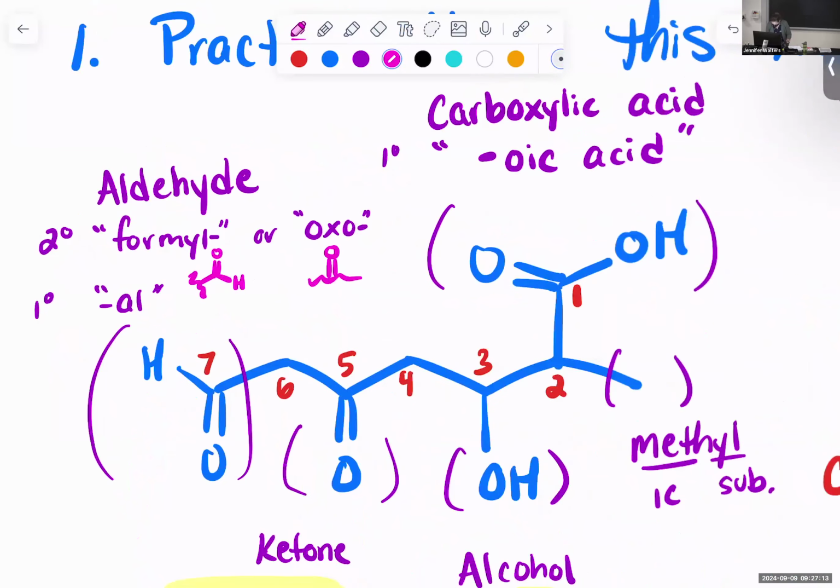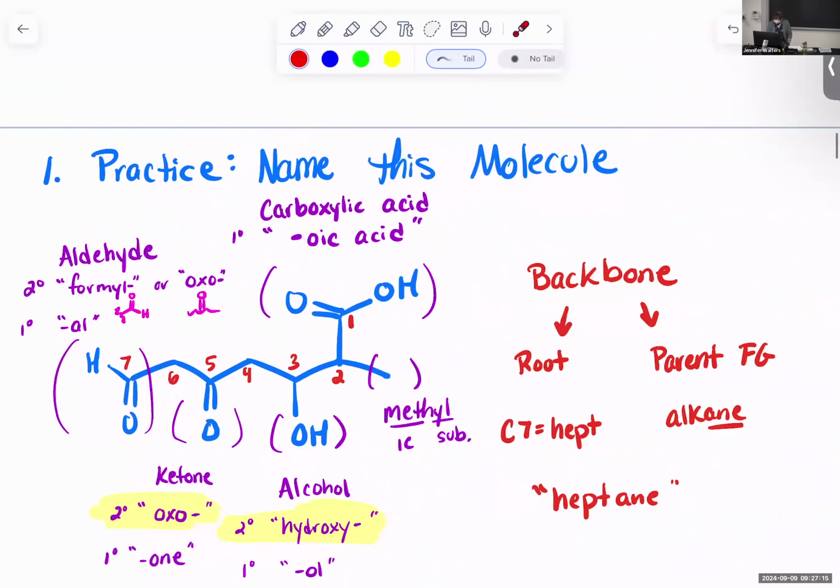So the fact that I am including carbon 7 in my backbone tells me that I have to use oxo here. If I wanted to use formyl, I could not include carbon 7 in my backbone because formyl means this whole thing. So we'll name it in both possible ways, using both formyl and oxo. But right now, we have to use oxo if we're including carbon 7.